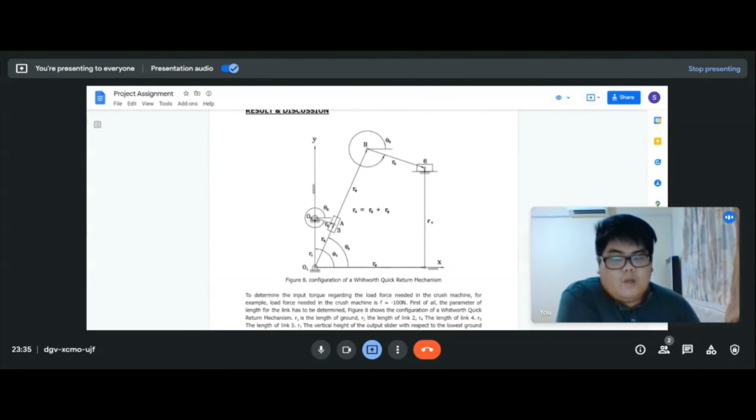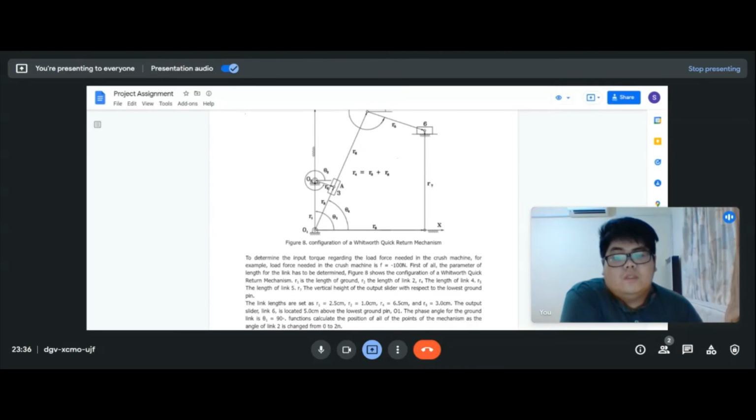Here our idea is how we can determine our needed input torque to produce the load force needed in the output slider. So here, for example, we have decided our output slider, the load force needed to be 100 Newton. The negative sign or positive sign always represents the direction only.